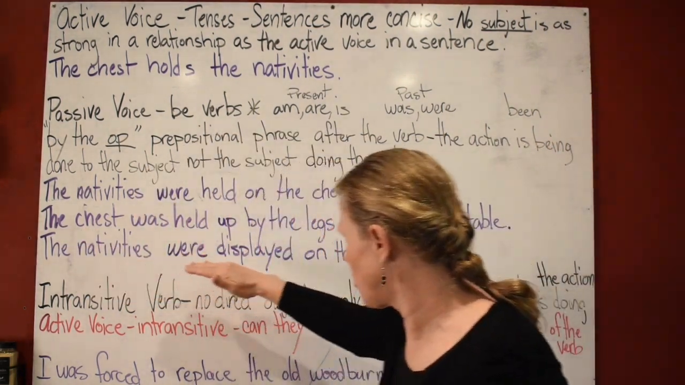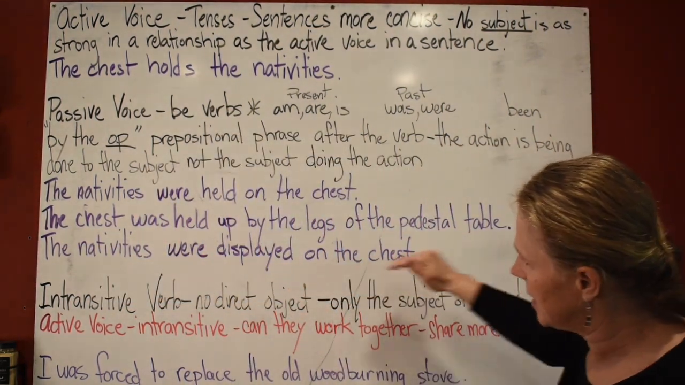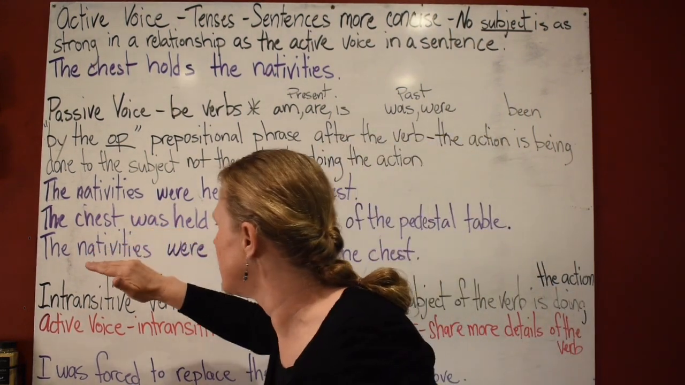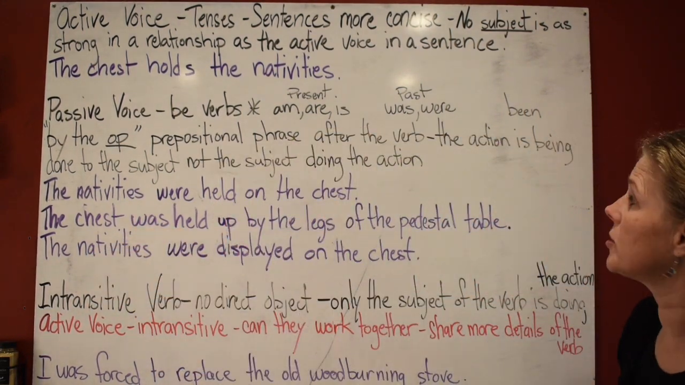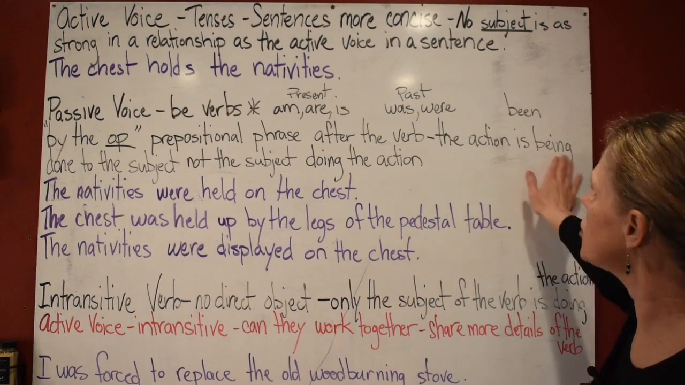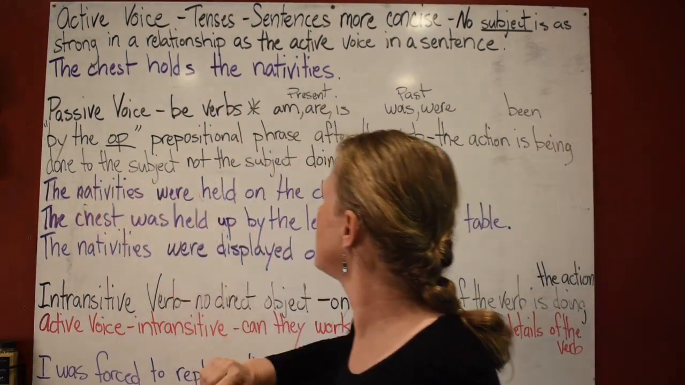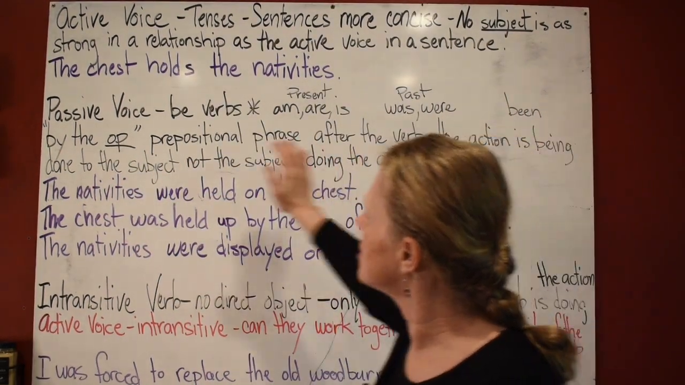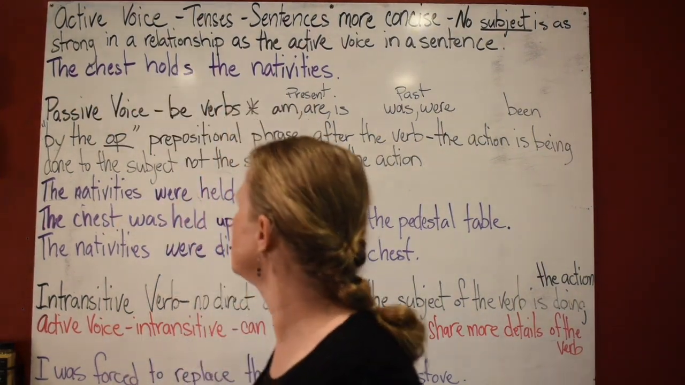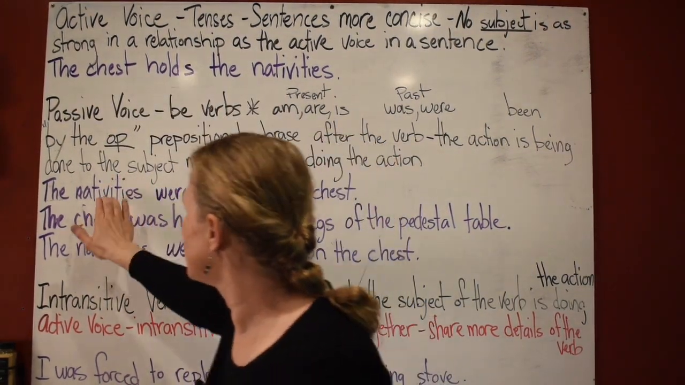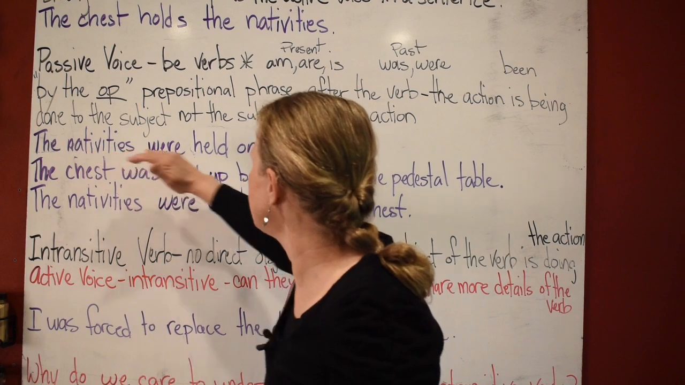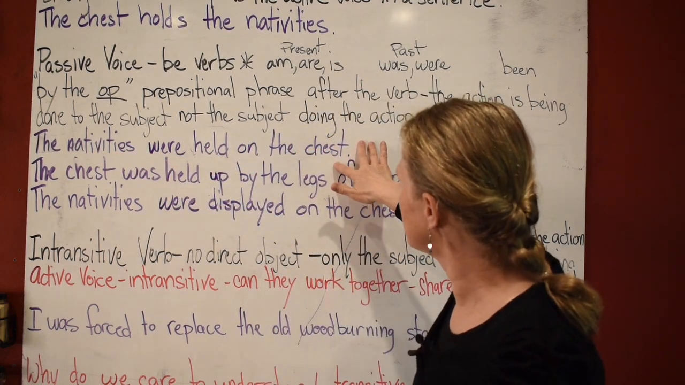The nativities were displayed on the chest. The action is being done to the subject. That's the difference. The action is being done to the subject, not the subject doing the action. In active voice, the subject is doing the action. In passive voice, the action is being done to the subject. The nativities were held on the chest.